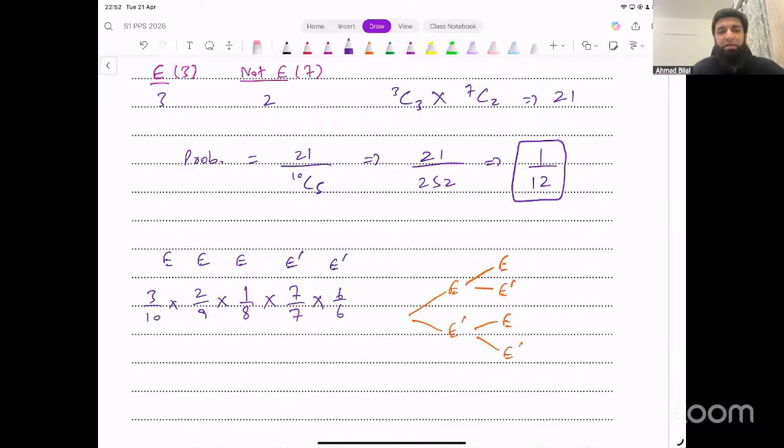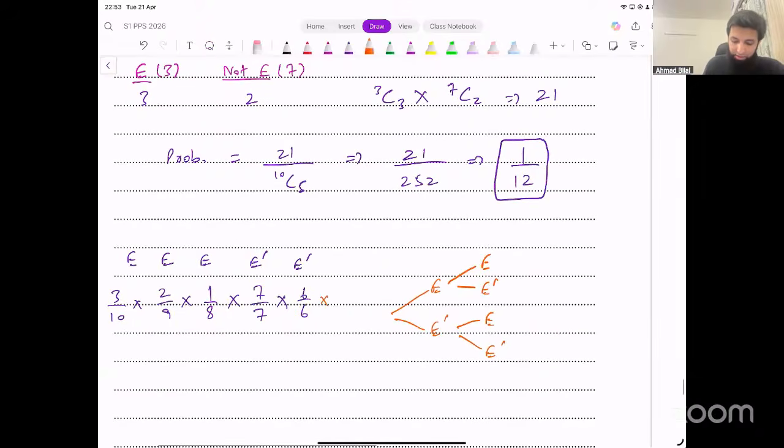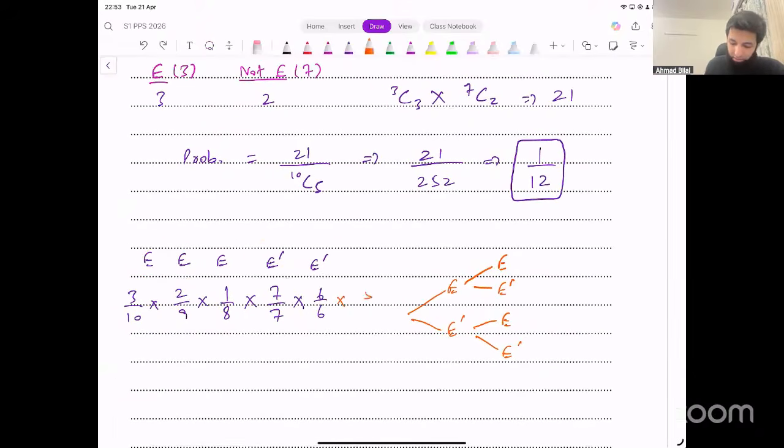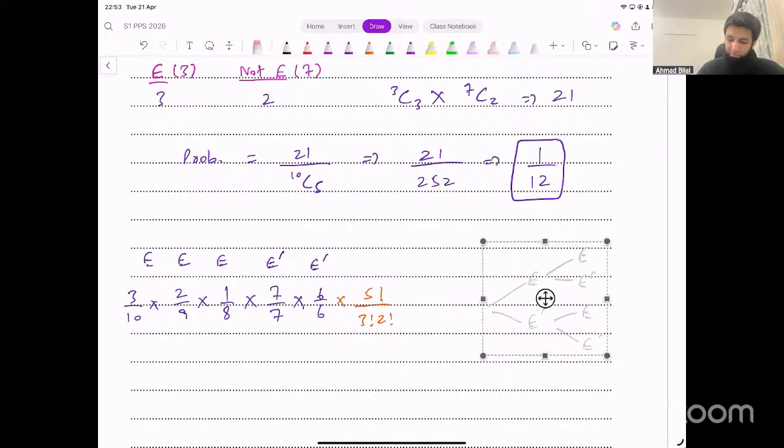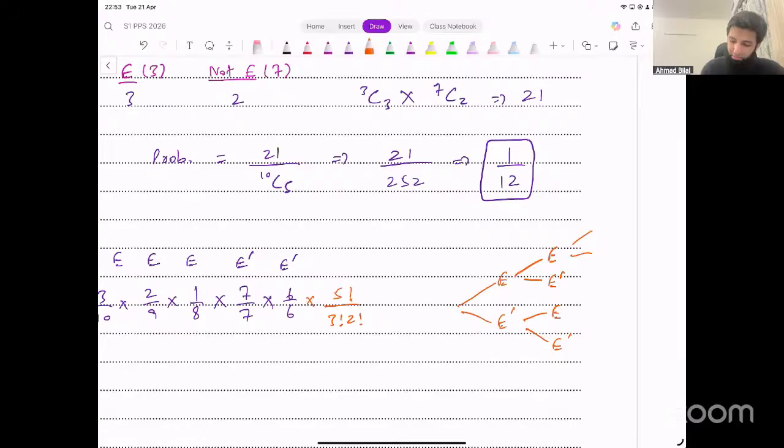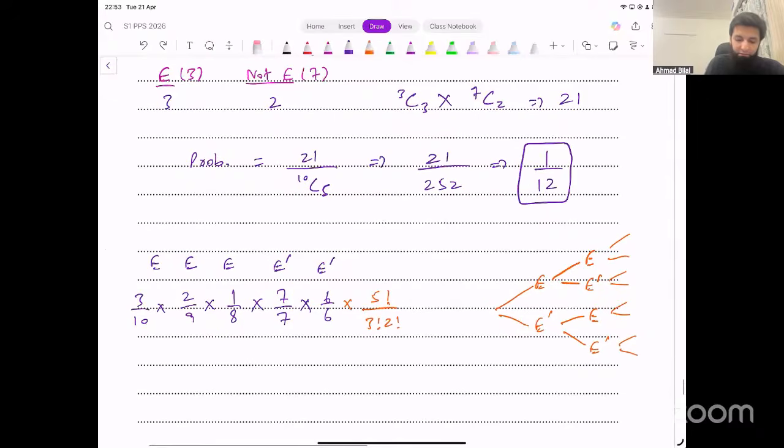How many possible paths like this exist? You'll have to multiply this by 5 factorial divided by 3 factorial into 2 factorial as well. And then it'll work. This will be the number of paths on the tree diagram in which you have 3 E's and 2 non-E's. You have to multiply by this as well. Is that okay, Fatima?